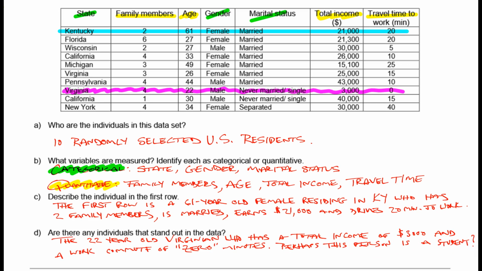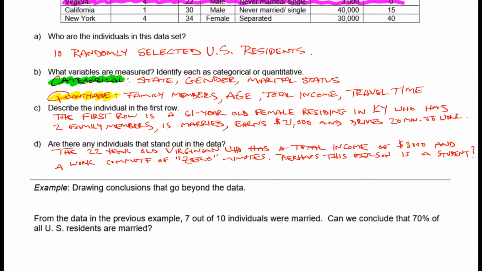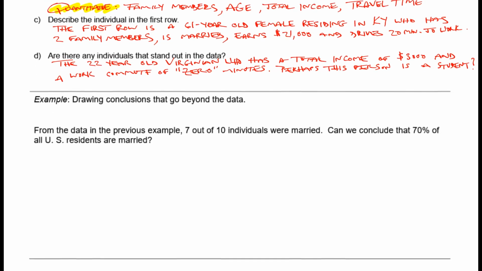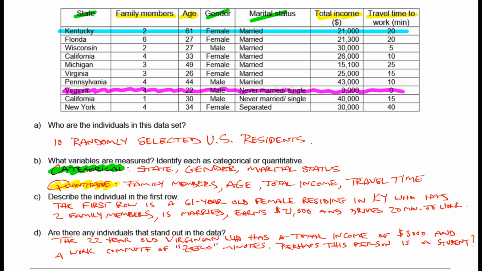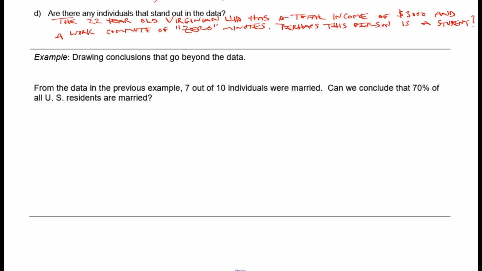Okay, let's move on and take a look at this next question. It says, drawing conclusions that go beyond the data. From the data in the previous example, 7 out of 10 individuals were married. Can we conclude that 70% of all U.S. residents are married based on this data? Well, the individuals are U.S. residents, and 70% of them in the table were married. But can we make this conclusion? Can we make that jump from the data to the population? And the answer is, well, not yet.